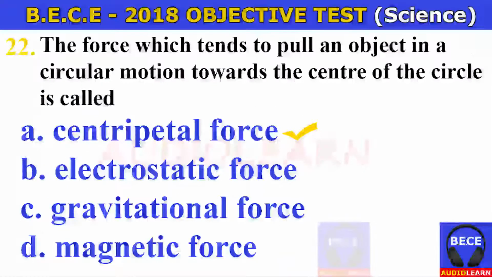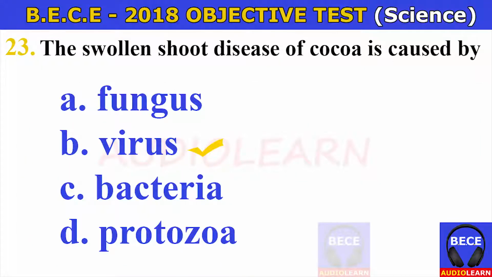Number 22. The force which tends to pull an object in a circular motion towards the center of the circle is called A. Centripetal force, B. Electrostatic force, C. Gravitational force, D. Magnetic force. And the answer is A. Centripetal force. The force which tends to pull an object in a circular motion towards the center of the circle is centripetal force.